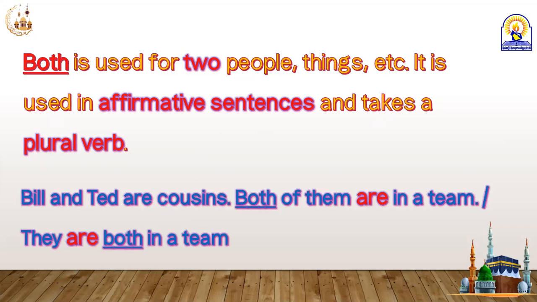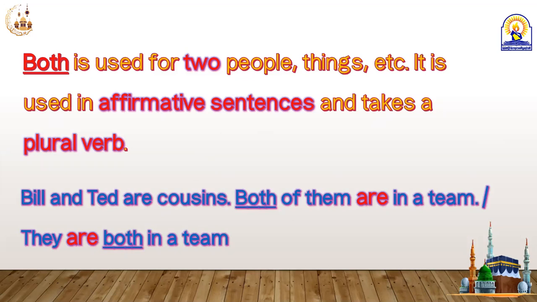At-Tubayban, can you read this? The blue one. Bill and Tad are cousins. Both of them are in a team. They are both in a team. In this example, how many guys are we talking about? How many guys here?